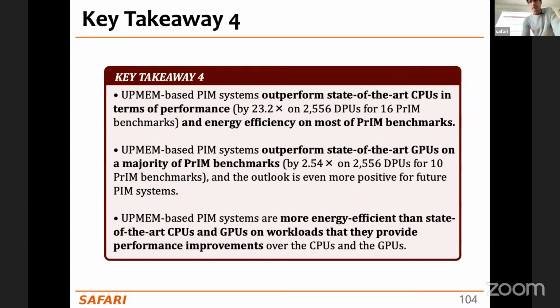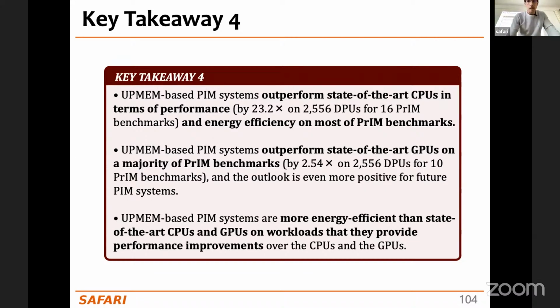In takeaway number 4, I'm showing you a summary of our observations in comparison to CPUs and GPUs. As you can see, the larger PIM system was faster than the CPU for 13 of 16 workloads that we evaluated, and faster than the GPU for 10 out of 16 workloads. In terms of energy efficiency, we observed similar trends.